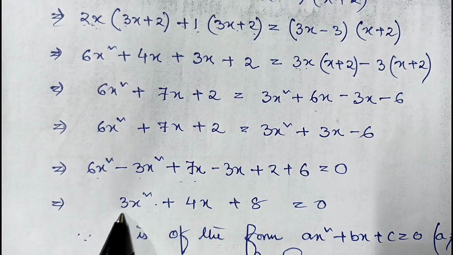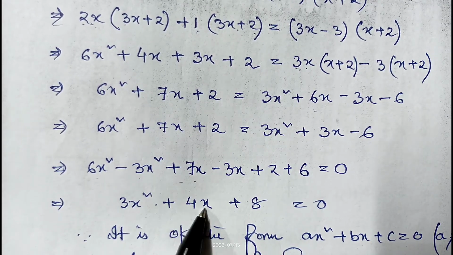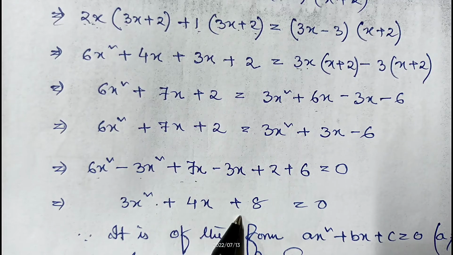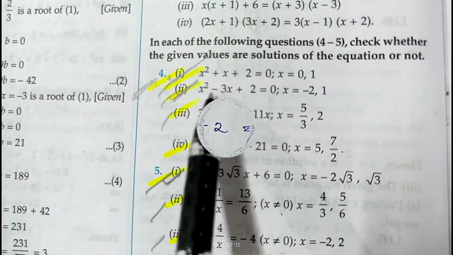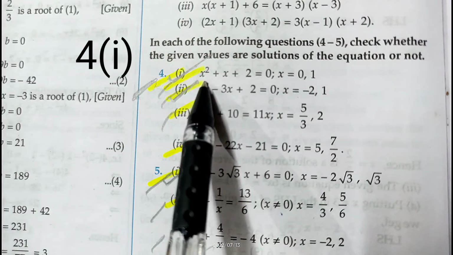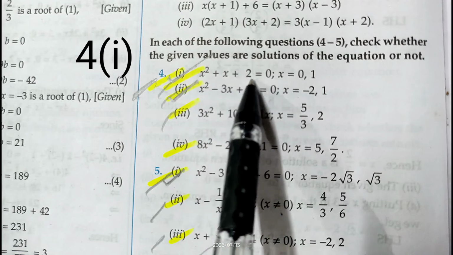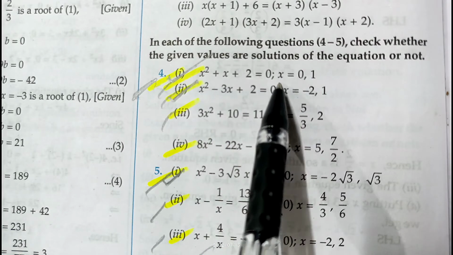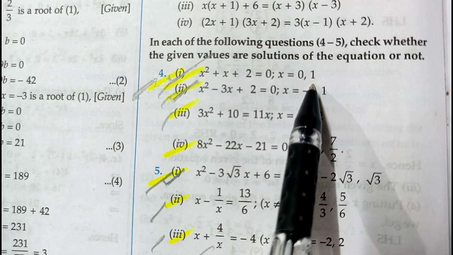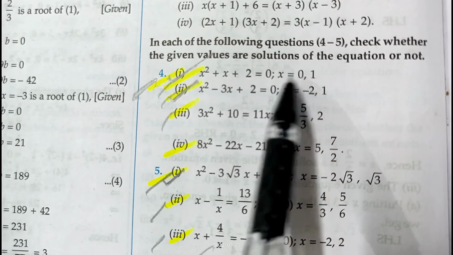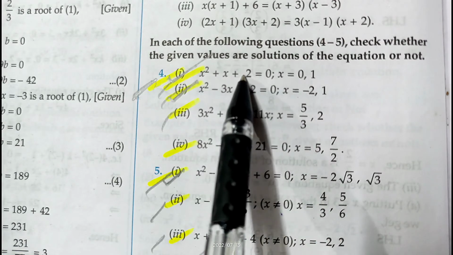Now this is of the format ax² + bx + c = 0. Therefore it is a quadratic equation. So here one quadratic equation is given, x² + x + 2 = 0, and it is given x = 0 and 1. We have to check whether 0 and 1 are solutions of this equation or not.